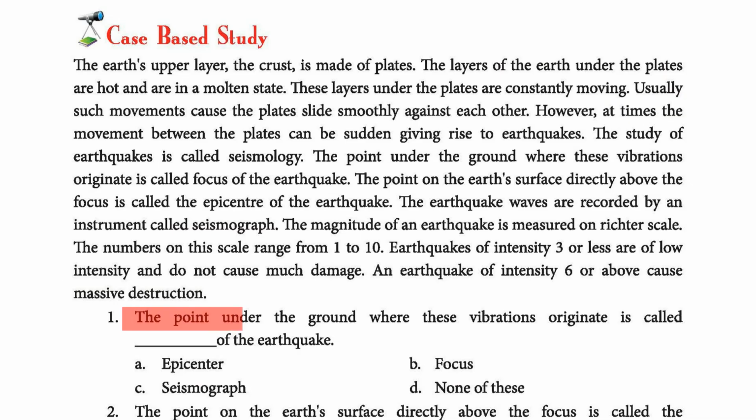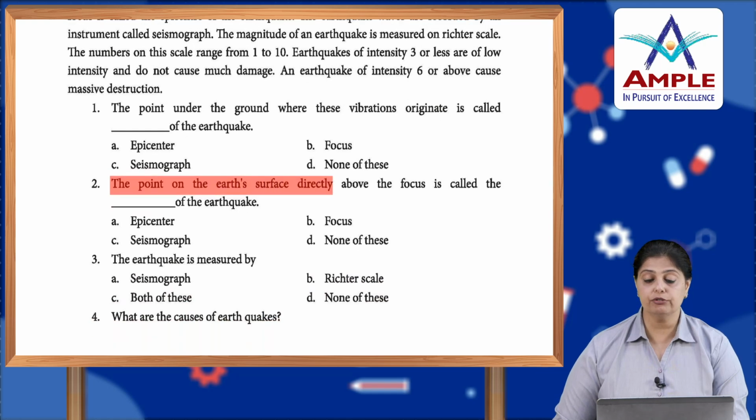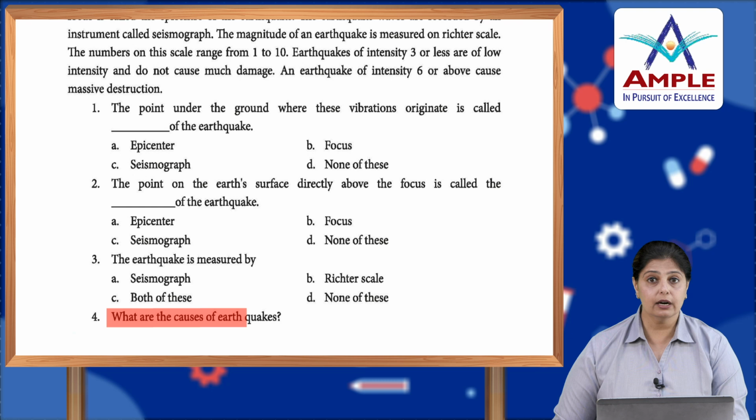Okay. The point under the ground where these vibrations originate is called the focus. The point on the earth's surface directly above the focus is called the epicenter of the earthquake. The earthquake is measured by a seismograph. Okay, what are the different causes of earthquakes? This is what you have to mention.